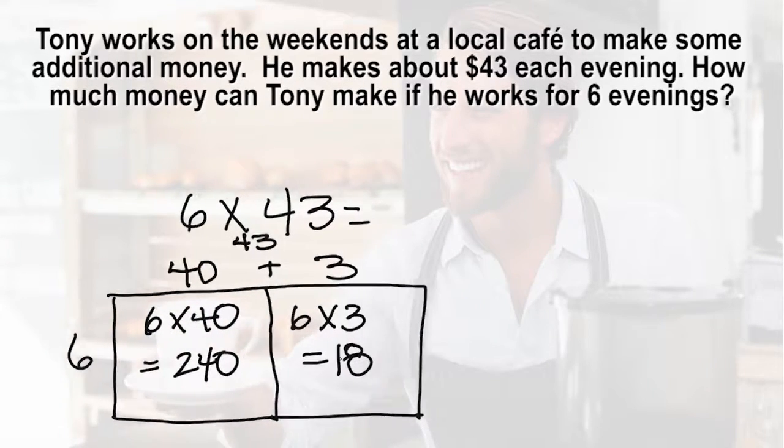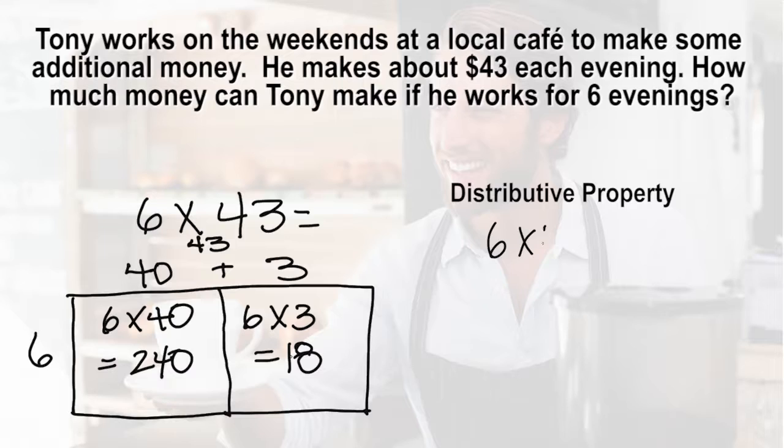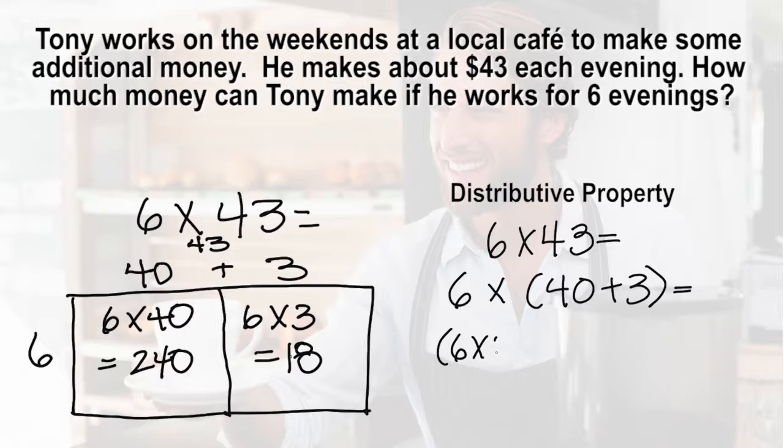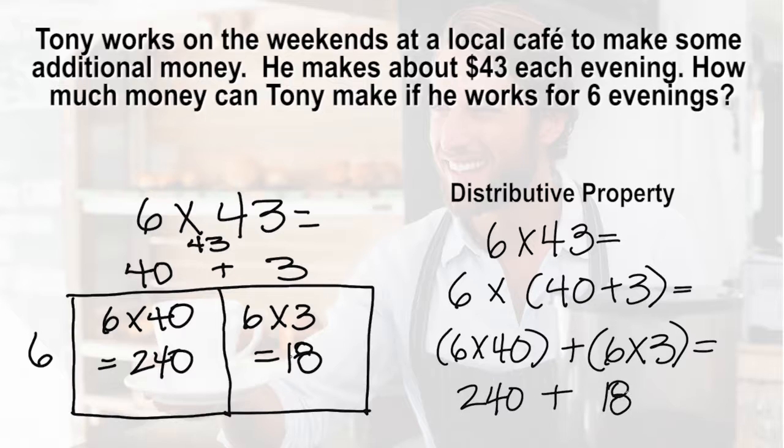This reminds me of using the distributive property. 6 times 43 is the same as 6 times (40 plus 3), which equals 6 times 40 plus 6 times 3, which equals 240 plus 18, which equals 258.